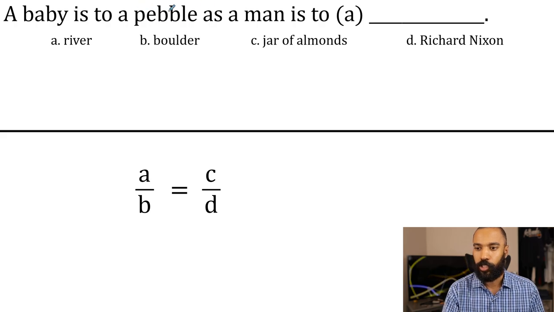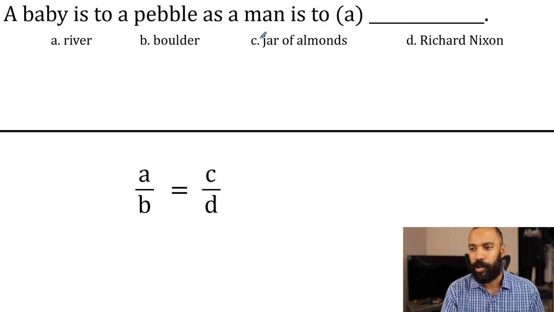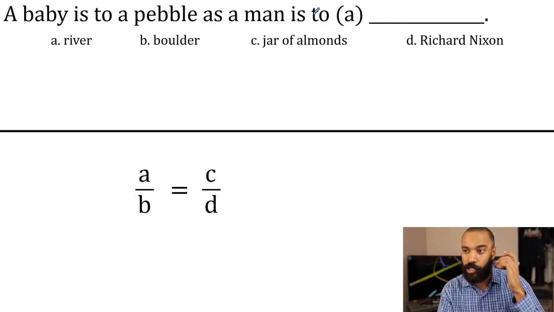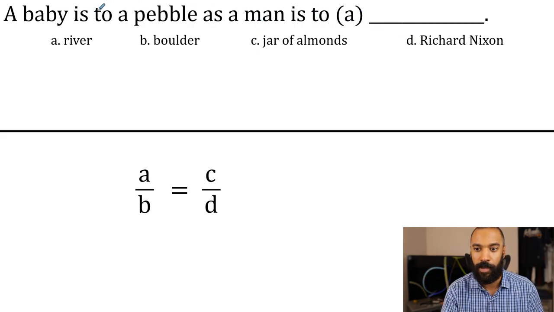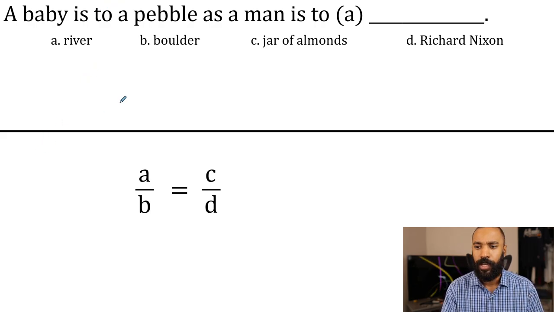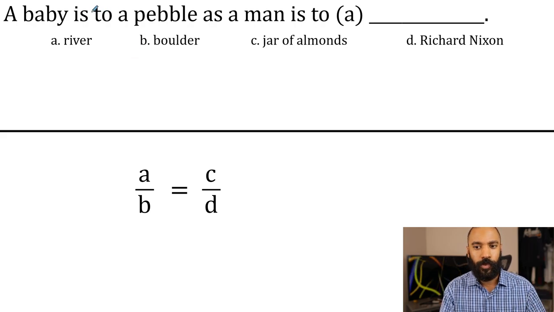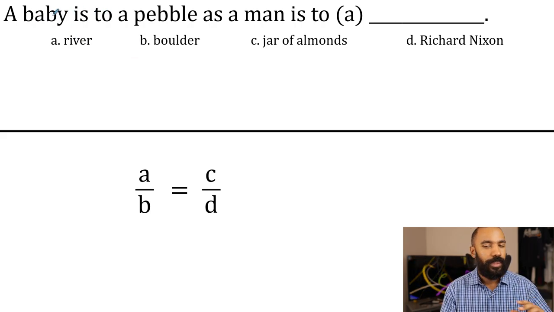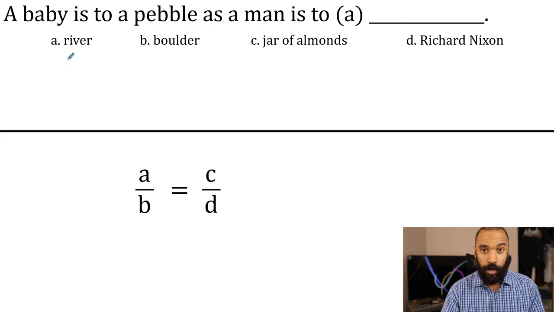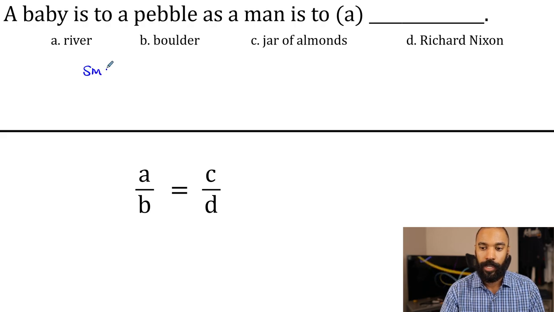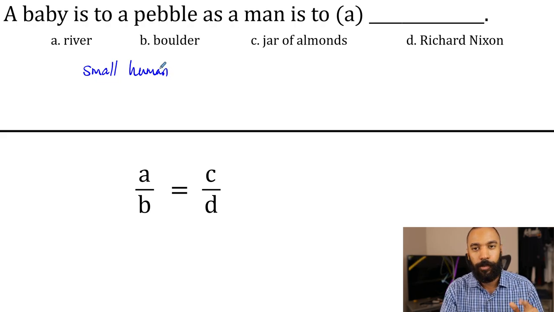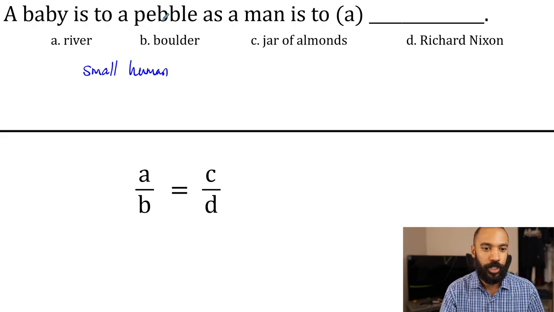There might be things that you can think about for all of these and make sense of them. You can skip pebbles on a river, and a boulder is a bigger version of a pebble. Jar of almonds, I don't really know what I can say about that. And Richard Nixon is a man. Maybe it has something to do with that. Maybe there's a baby pebble, whatever. So what's the talk with this one here? Well, the answer has to do with how we're quantifying these things. So a baby is a form of a human, but more importantly, it's a small human or a young human. In this case, we'll just go ahead and say a small human. Now, a small human is tying in a way to a small version of a rock.